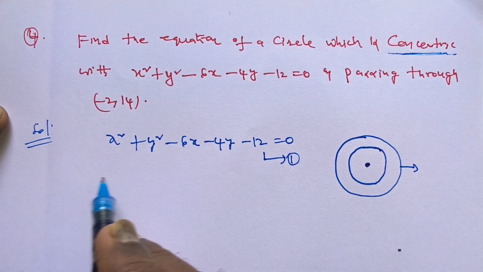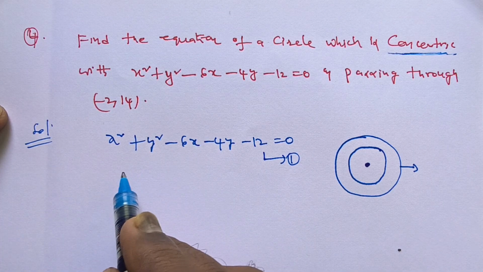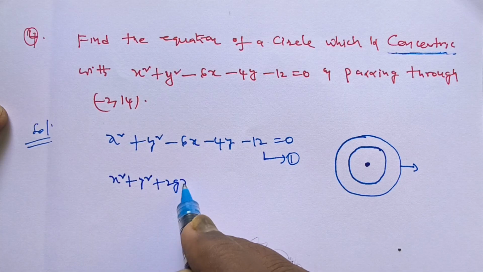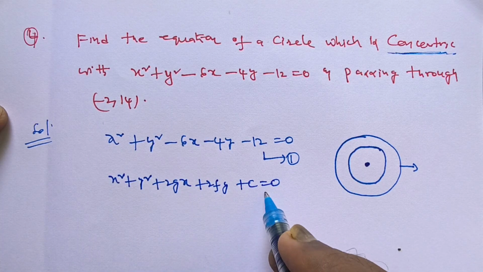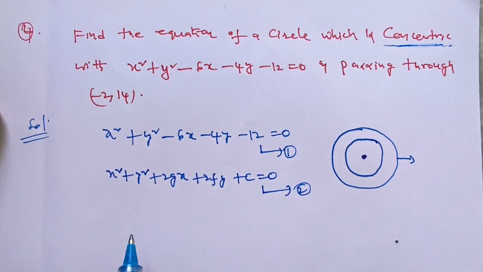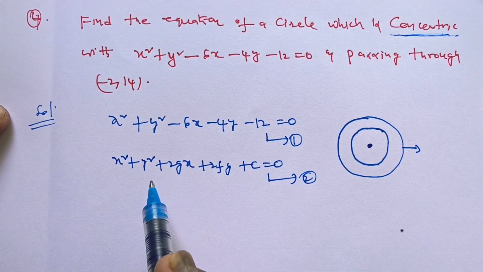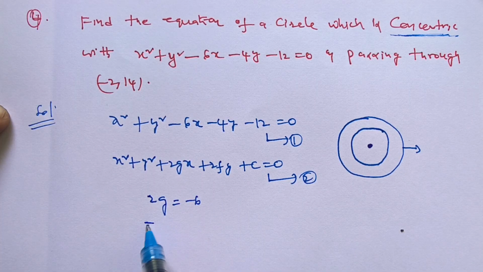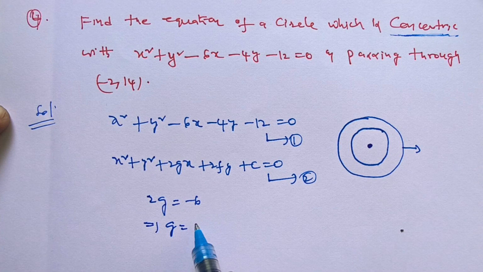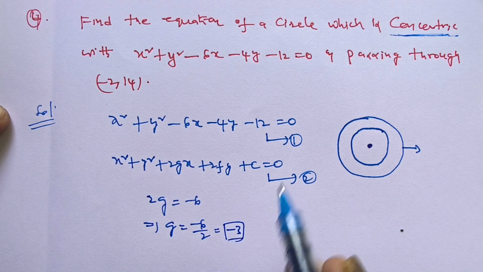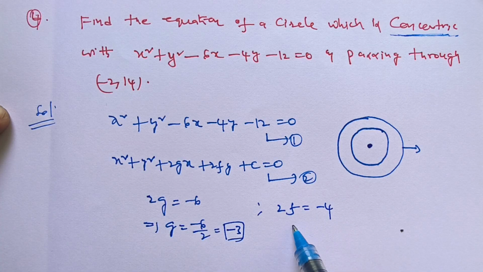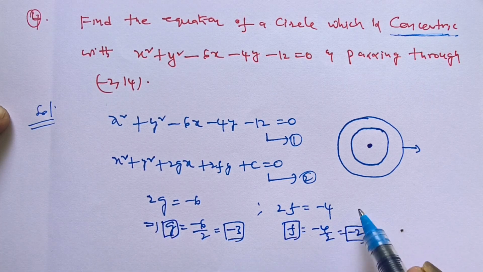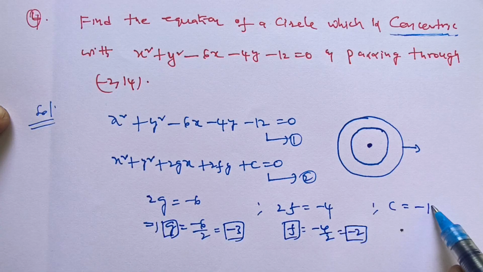And comparing this circle equation with the general form, x square plus y square plus 2gx plus 2fy plus c equals to 0, by comparing coefficients here: 2g equals to minus 6, g equals to minus 6 by 2, which is minus 3. 2f equals to minus 4, f equals to minus 4 by 2, which is minus 2. And c equals to minus 12 here.